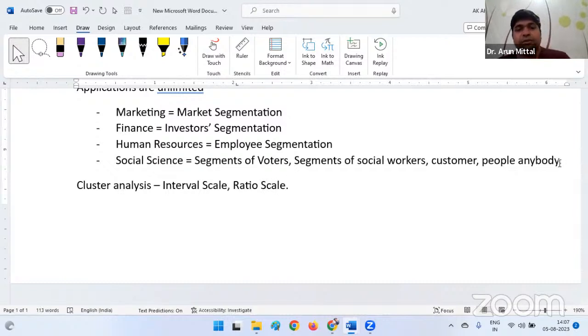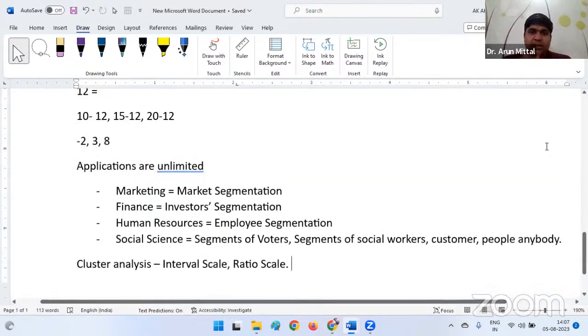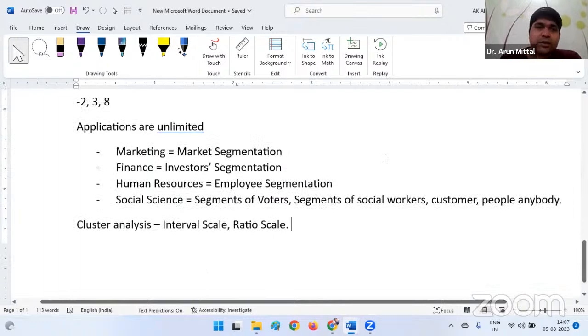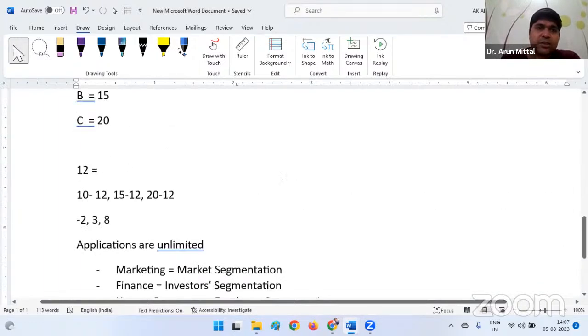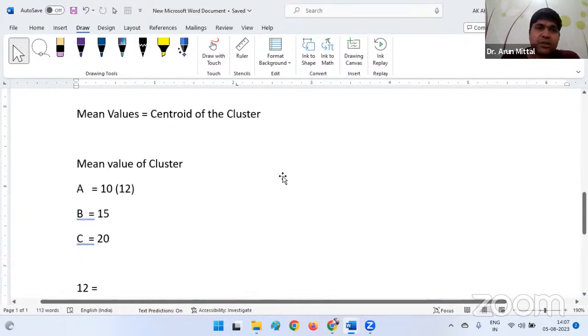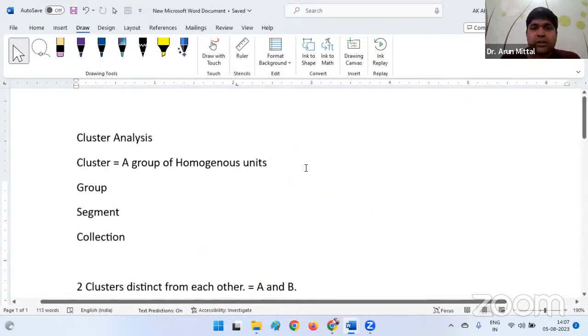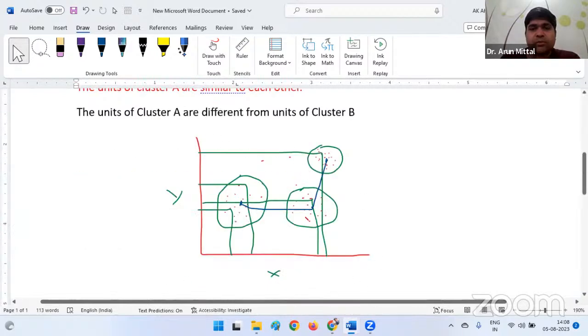Okay. So we will take up a few examples of clusters, cluster strength, cluster distance, proximity, dendrogram. There is a lot to discuss about cluster analysis. Okay.